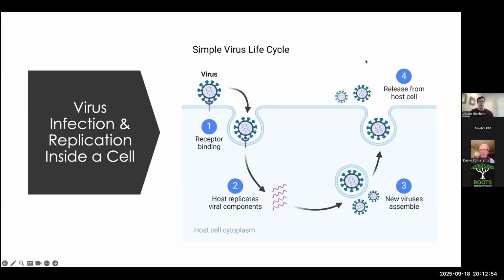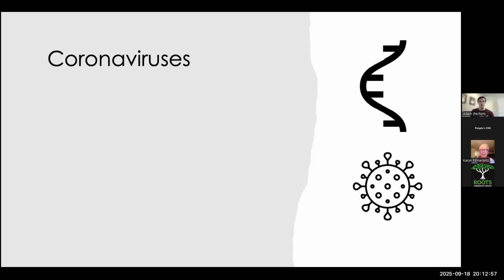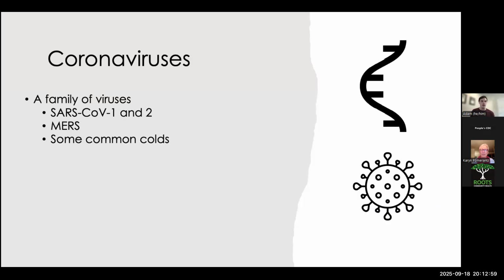But we're not talking about all viruses today. We're talking about coronaviruses specifically. So this is a family of viruses, and some of the more famous ones are, of course, SARS-CoV-1 and 2, SARS-CoV-2 being the virus that causes COVID-19, MERS, which is Middle East Respiratory Syndrome, and then some common colds are caused by various coronaviruses. All of the viruses in this family are RNA viruses, which means they're naturally prone to mutating because they don't have that proofreading mechanism that DNA-based organisms have.